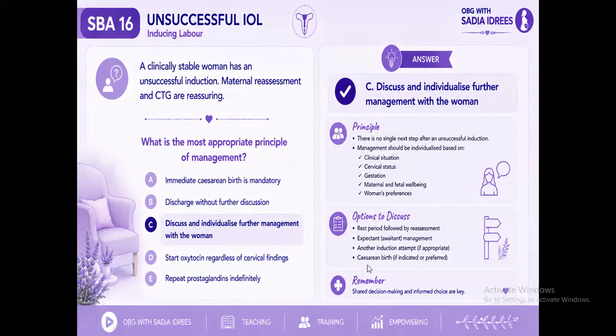So there is no universal equation that unsuccessful induction means immediate C-section. That is a trap. You have to look at the indication for induction, the gestational age, the maternal condition, the fetal condition, the cervical findings, what has already been tried, and the woman's informed choice. Now, of course, if maternal or fetal compromise occurs, the urgency and options change. But this question deliberately tells you the woman is stable, CTG reassuring. That is the exam saying don't panic, think. And the best answer is shared decision making and individualized management.